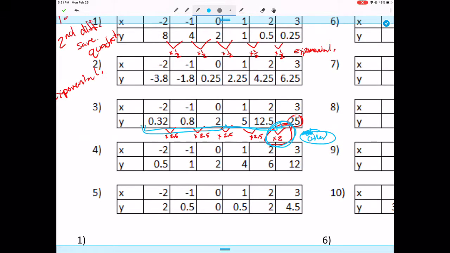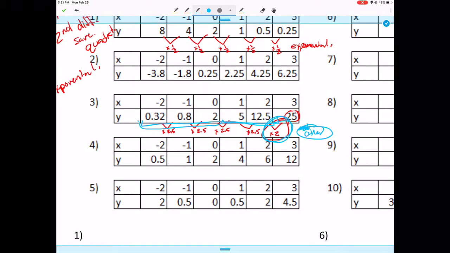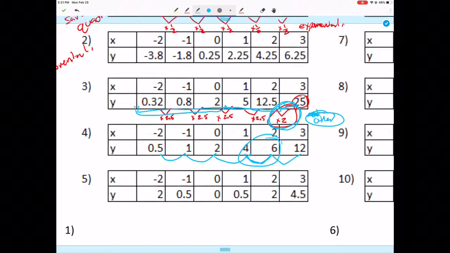So exponential, let's look at a problem that's linear. Like here's another one. It doubles, doubles, doubles, but this does not double. That continues to double. So this one, from here to here, that tells us that it's not exponential, okay? But it's close.